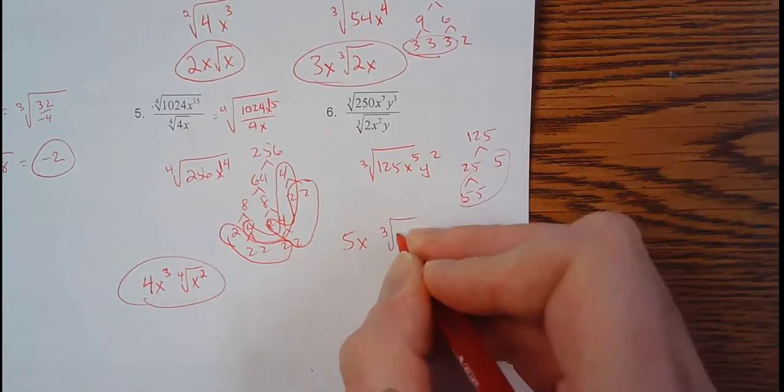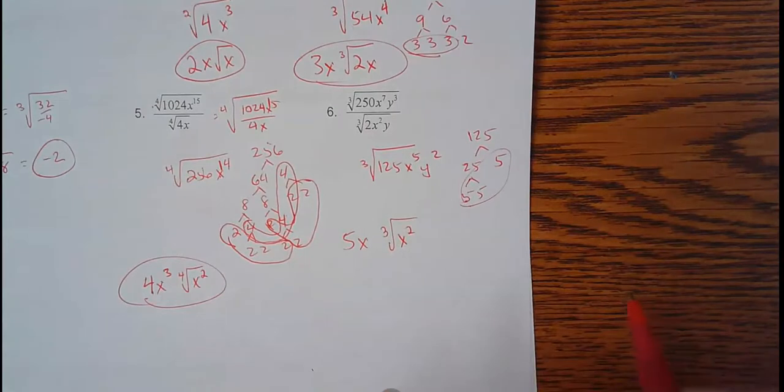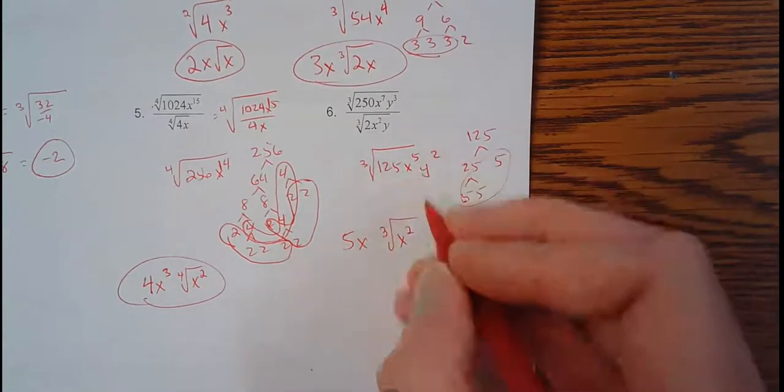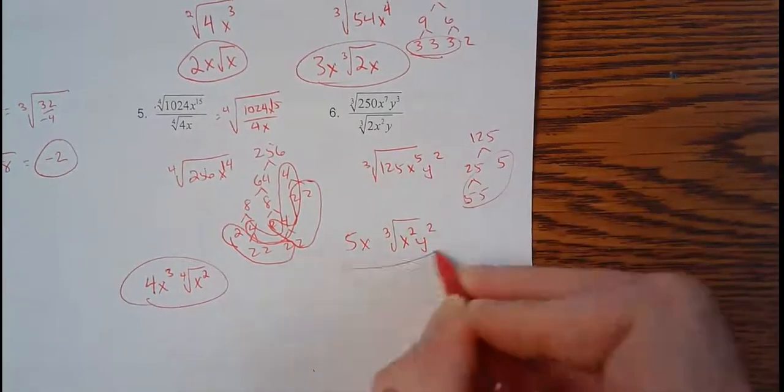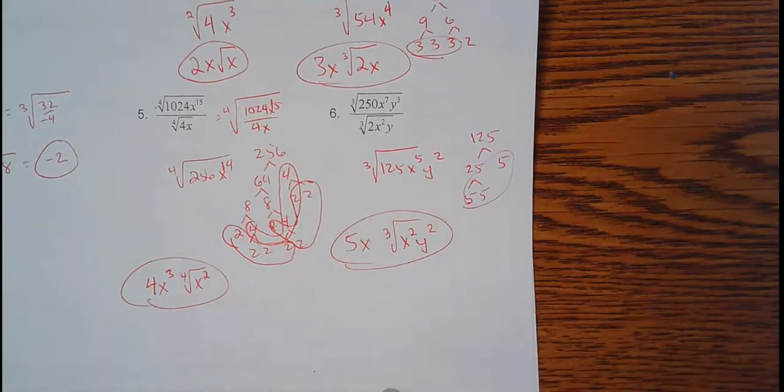And you'll have 2 left over, remainder of 2. Now the y squares, there's no group of 3, so they'd stay under there. So it'd be 5x times the cube root of x squared y squared.